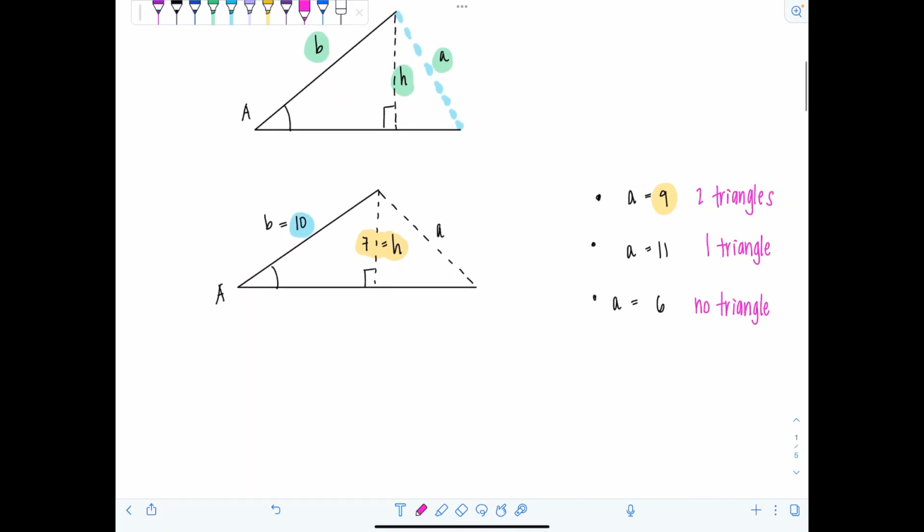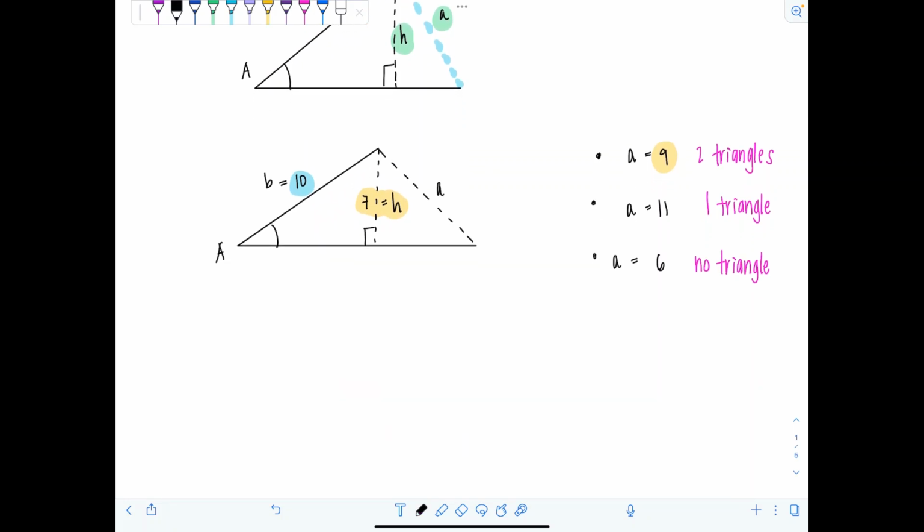Let's play around with a couple more options. What if A was equal to 8? So this is what you're comparing. If this is 8, is 8 bigger than 7? Yes, so we have a triangle. Is 8 less than this side? Yes, that means I have two triangles.